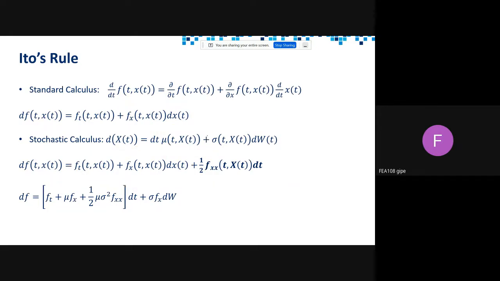And if you solve this using these values, you get this in a nice form. df is equal to f prime t plus mu of f prime x plus 1/2 of sigma squared f second derivative of x, into dt, plus sigma of f prime x into dW. So this is what you get.